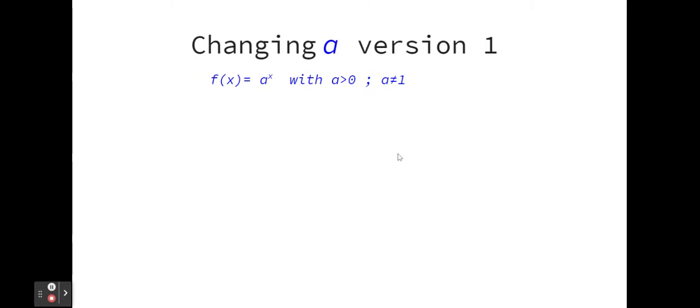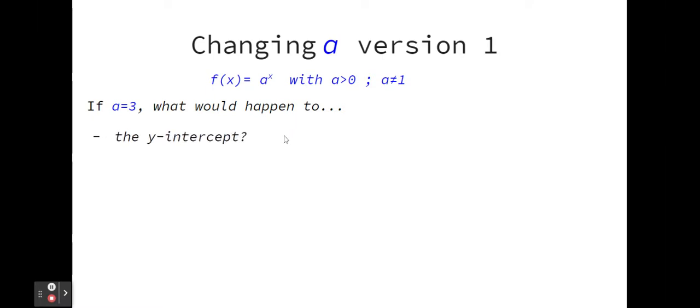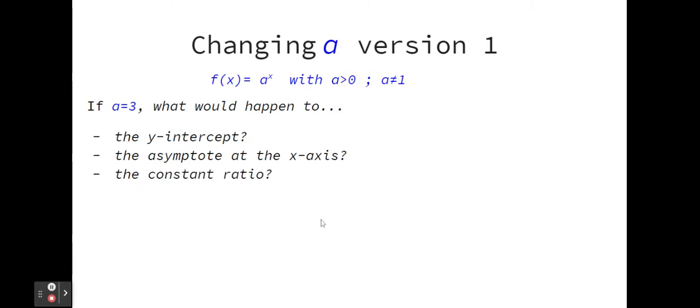Now, what happens when we change that value of a? Let's say we have a equals 3. What would happen to the y-intercept? What would happen to the asymptote at the x-axis? What would happen to the constant ratio? What would happen to the graph and the table of values? If you want to pause and think about these for a moment, please do so. And then we're going to reveal the answers to these questions.